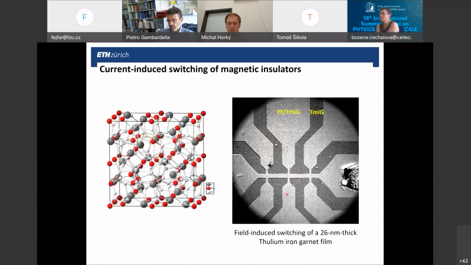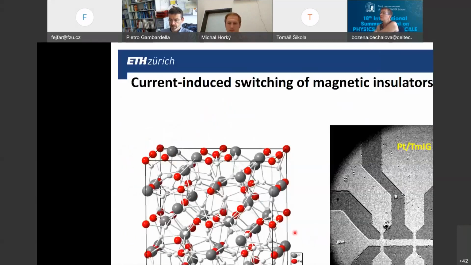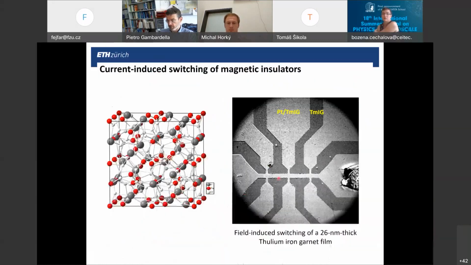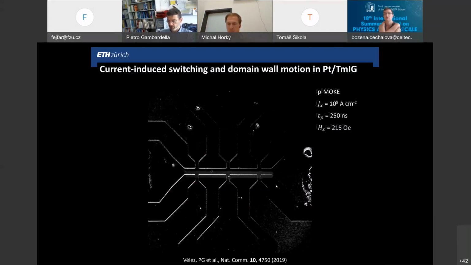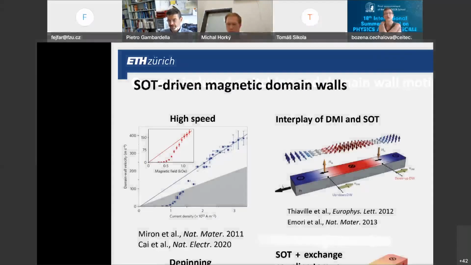One important thing is that this current-induced switching, because the spin accumulation occurs in a non-magnetic conductor, can also be transferred to insulators. So if you deposit the platinum current line onto an insulating layer like a thulium iron garnet here, you can actually reverse the magnetization of the garnet underneath the platinum line, all electrically. These are movies, but no time to show them.